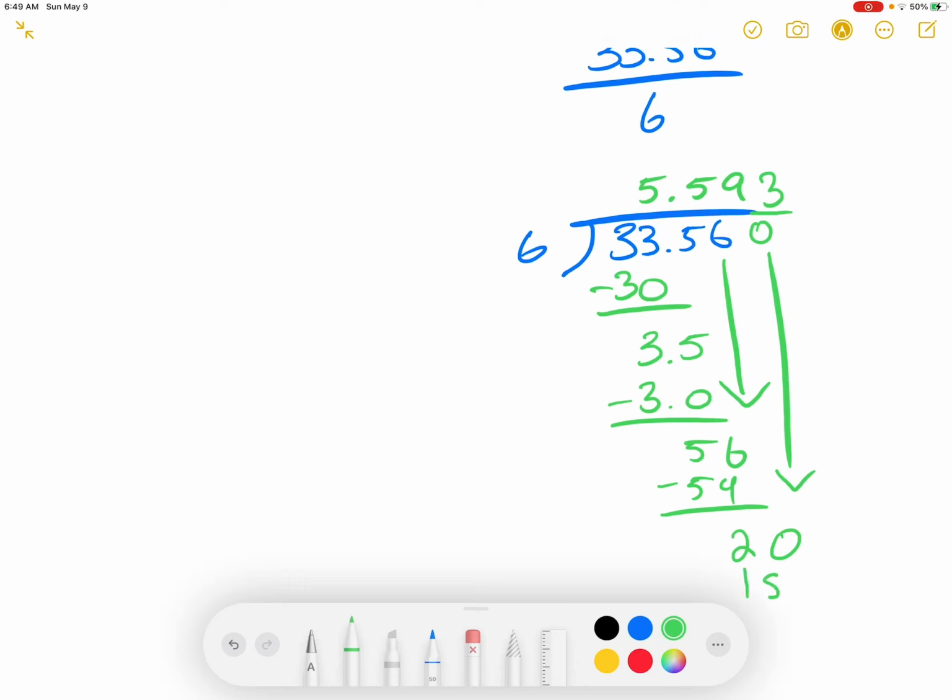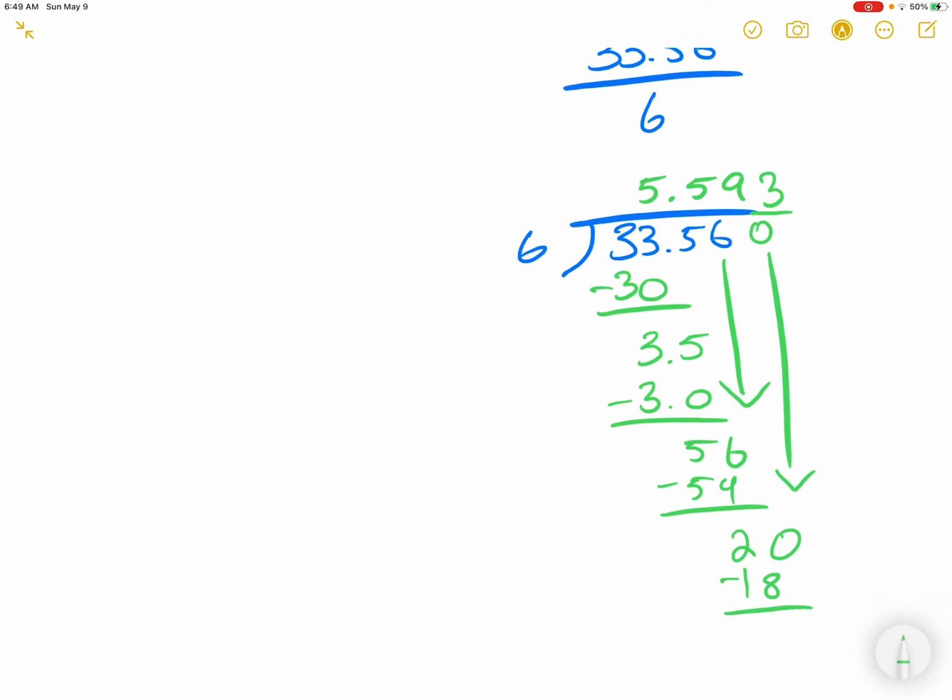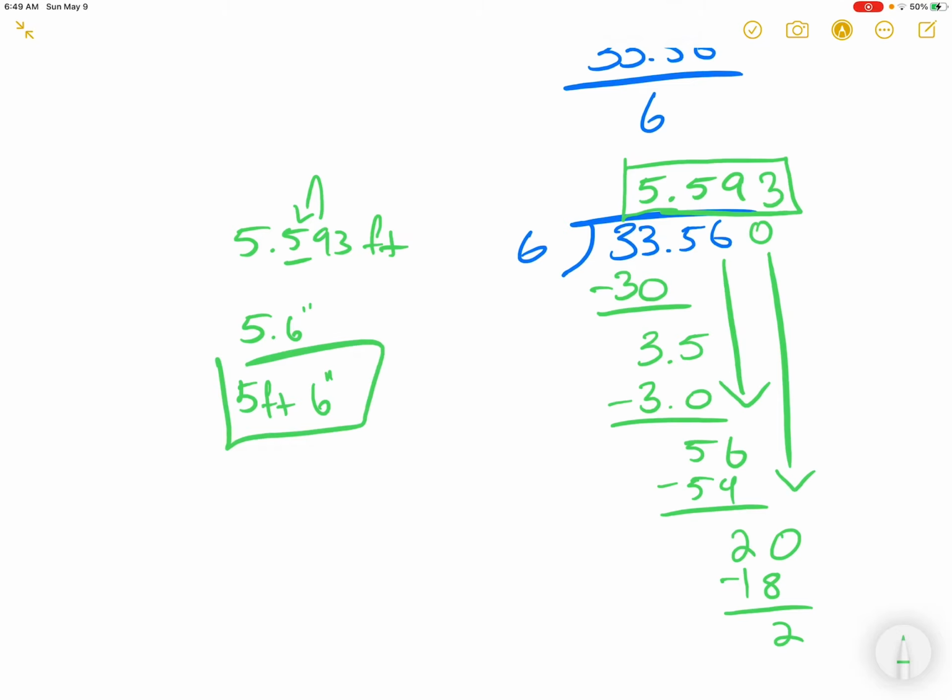6 goes into 20 3 times. 3 times 6 is 18. 20 minus 18 is 2. It's going to keep doing that for a while. So the average is about 5.593 feet. Let's round that to the nearest tenth. Here's the tenth spot. That's 5.6 feet, right? So 5 feet, 6 inches is the average height.